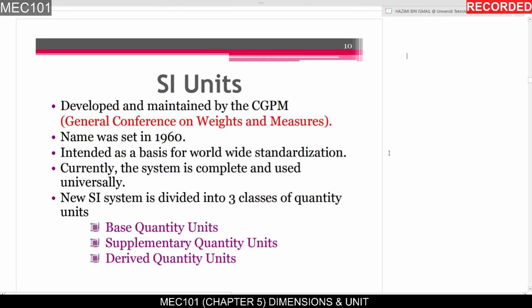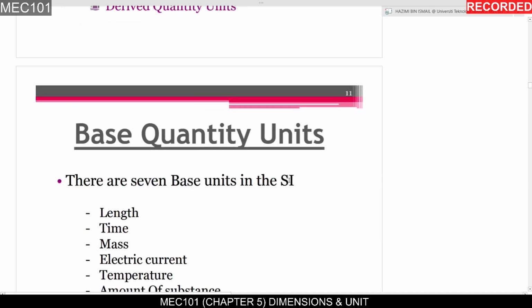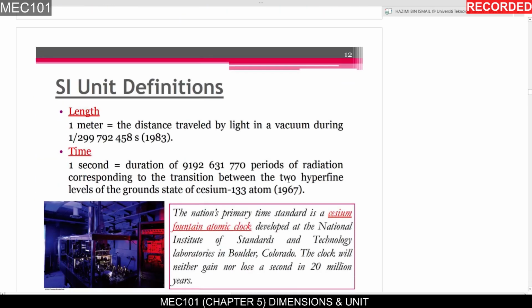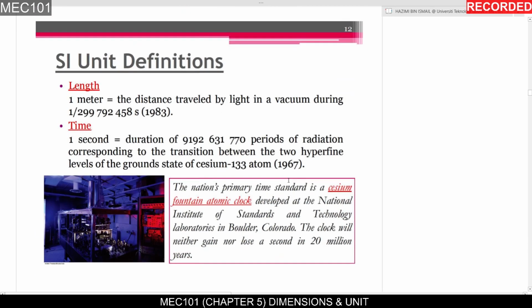Okay, so this is the history of the SI unit. The name was set in 1960 and so on. Okay, so let's go to the fundamental definitions of the length.